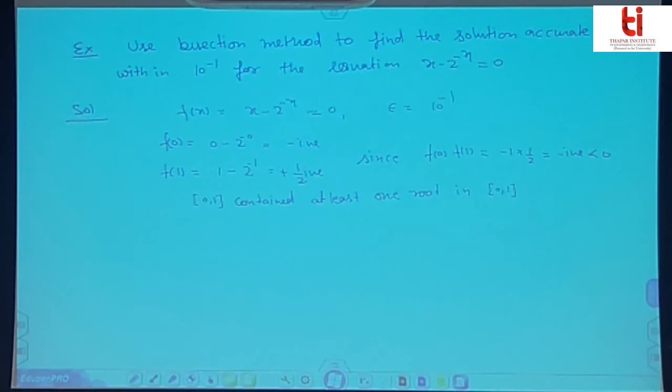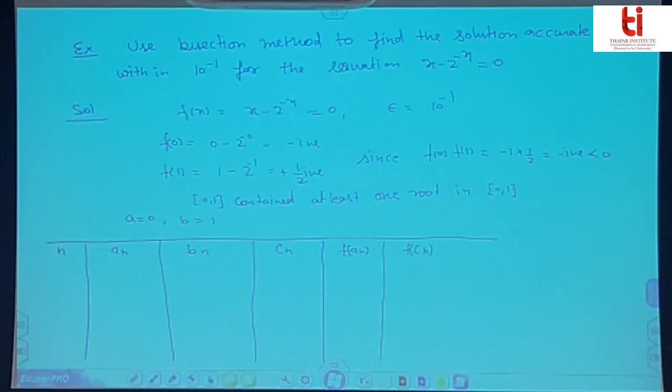Okay. So let us take a equal to 0, b equal to 1. Let's explain it with the help of a table. We are finding a1, a2, a3, an, that's why we are writing an, bn, cn, and the function value f of cn. Okay, n equal to 0.